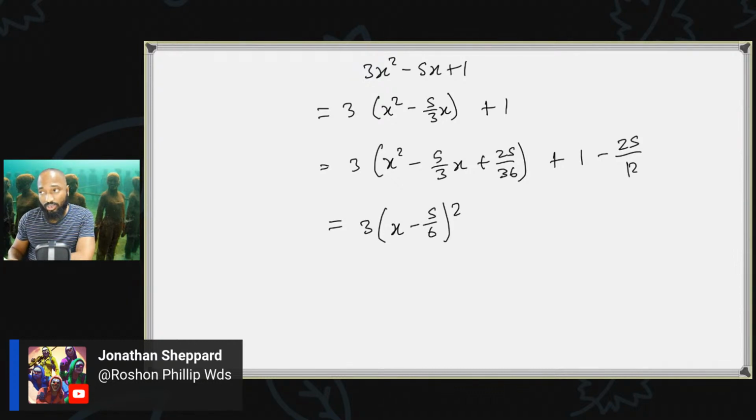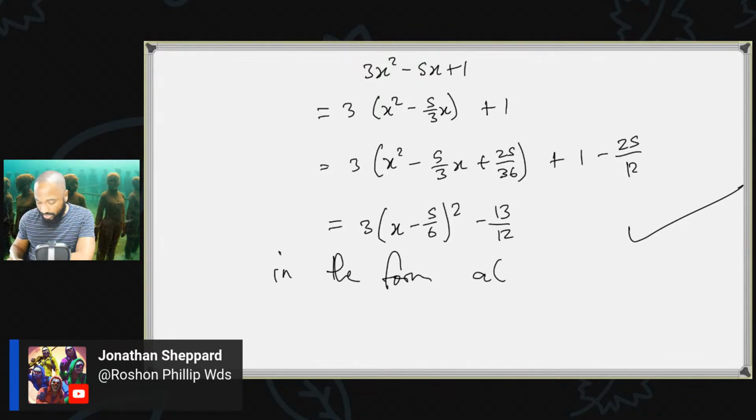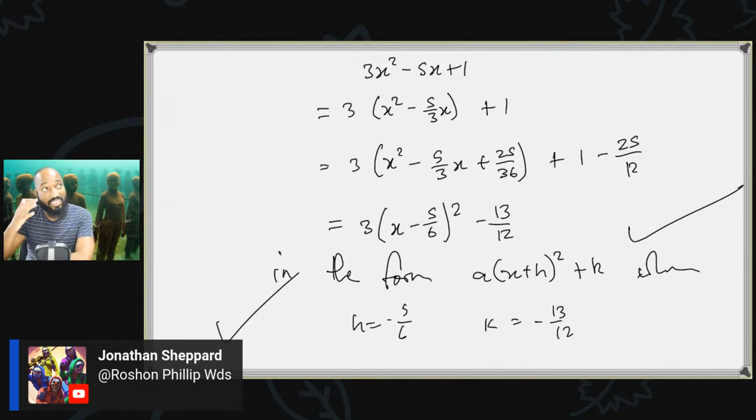12 over 12, right? 12 minus, so minus 13, negative 13 over 12. Excellent. Which is in the form a into x plus h to b squared plus k, where h is equal to negative 5 and 6, and k is equal to negative 13 and 12. Let's have that in the exam.